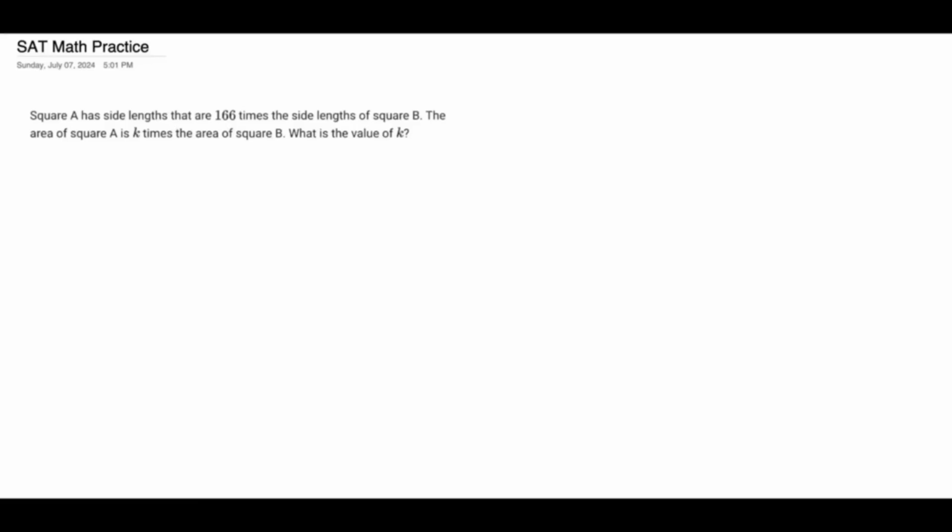Square A has side lengths that are 166 times the side length of square B. The area of square A is K times the area of square B. What is the value of K?